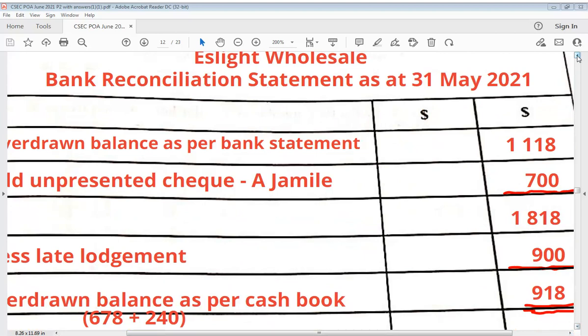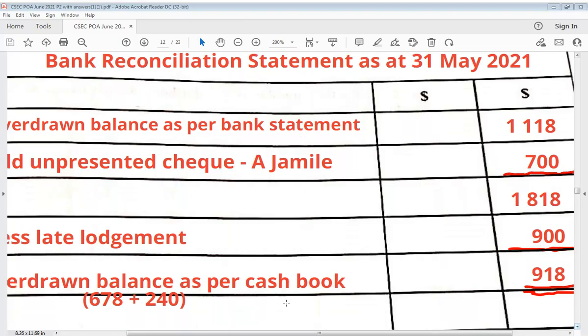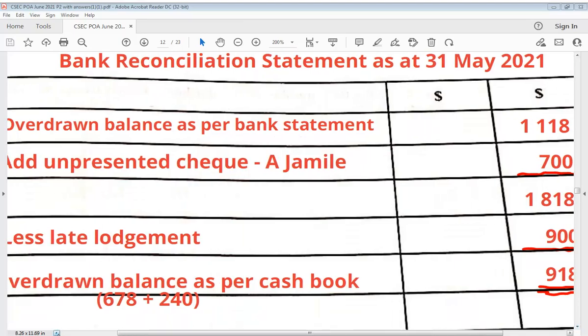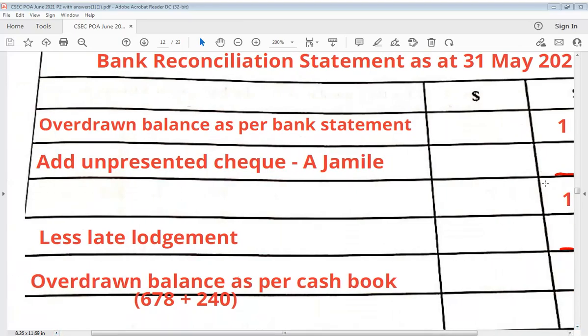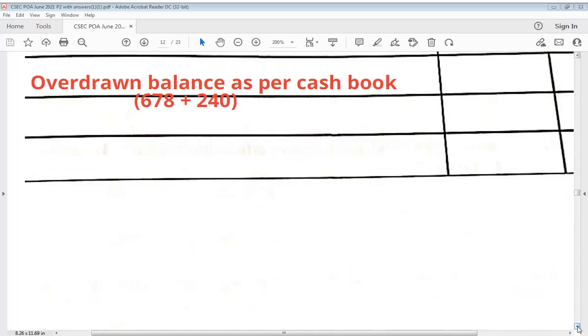We know there's another way that we could have worked it out. We could have used our balance as per bank statement, then add our unpresented check and then less our late lodgement. And that would be the cash book balance. All right. So that's what our bank reconciliation of S-Light Wholesale at the 31st of May 2021 should look like.